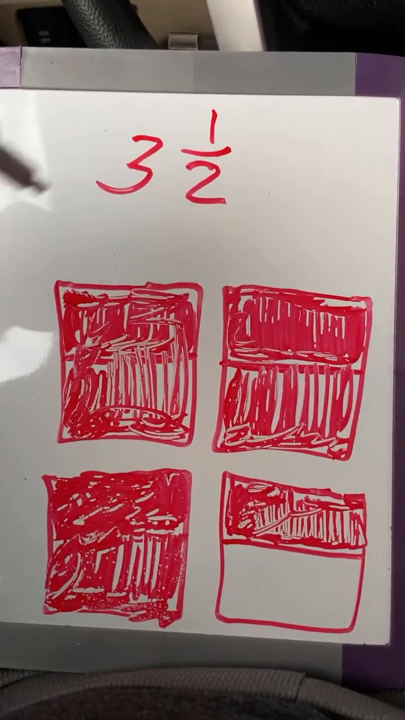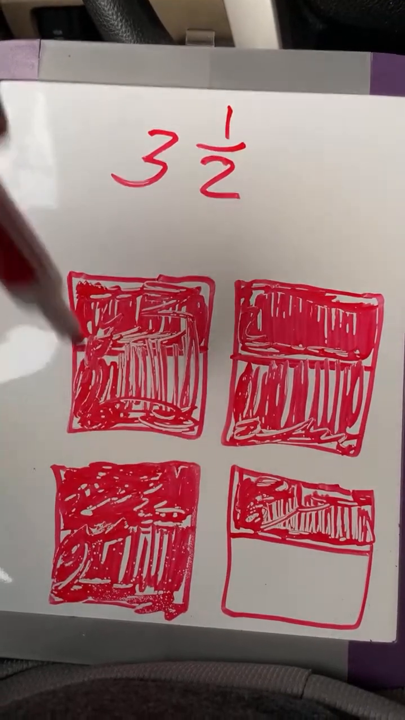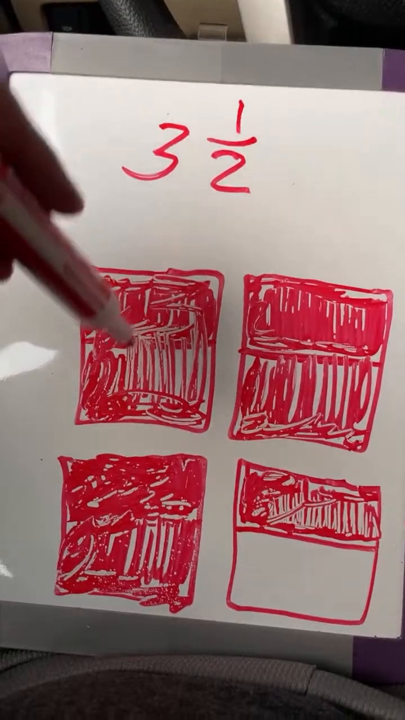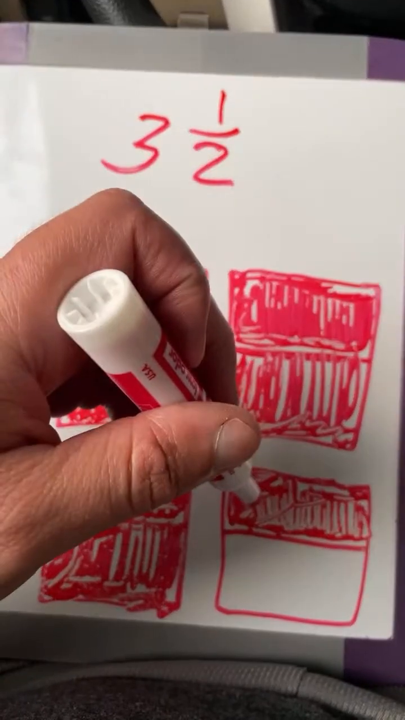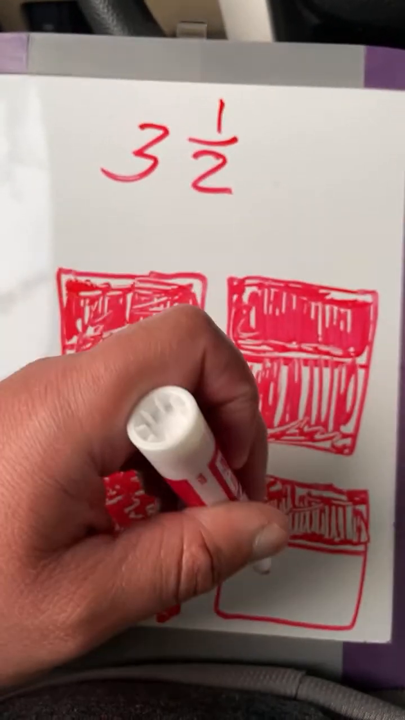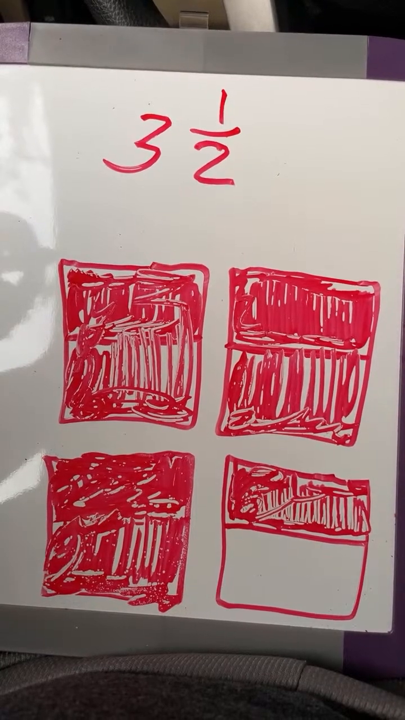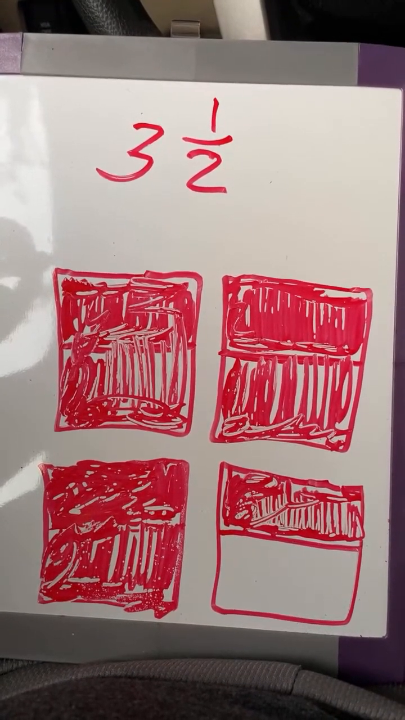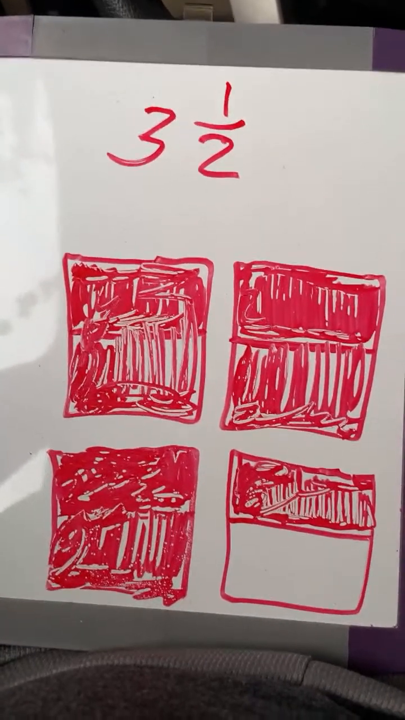So as you can see, we have 3 wholes, we have 3 squares with 2 total parts, and both of the parts are shaded in. Then we have a 4th square where one of the 2 parts is shaded. So we now have our visual fraction model for 3 1/2.